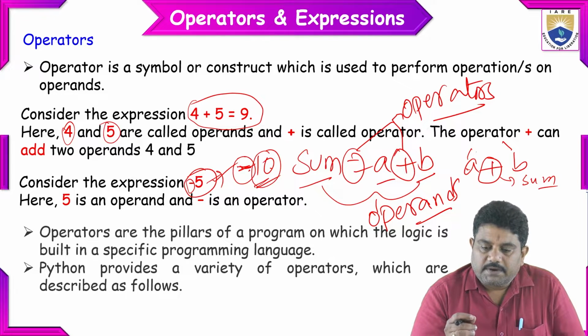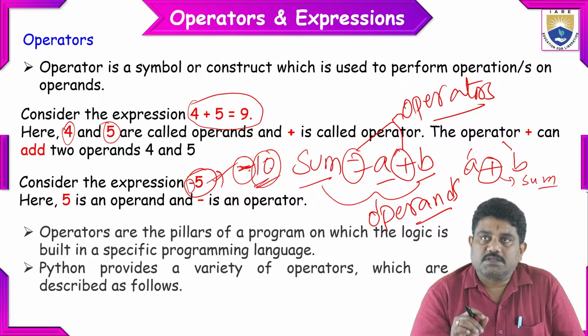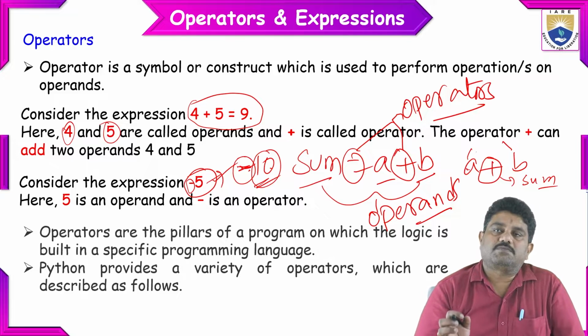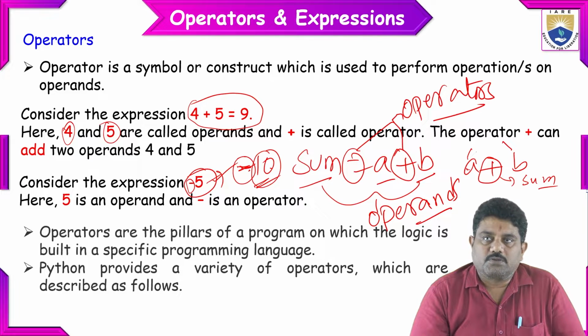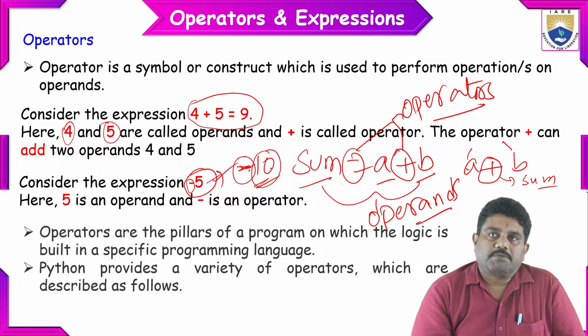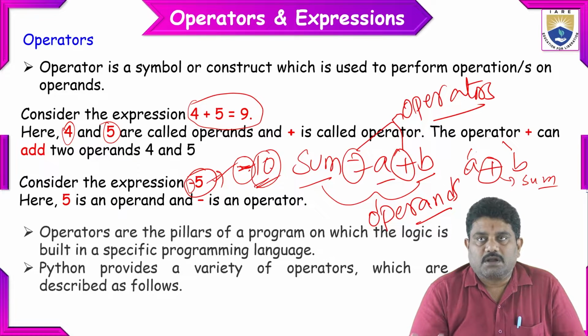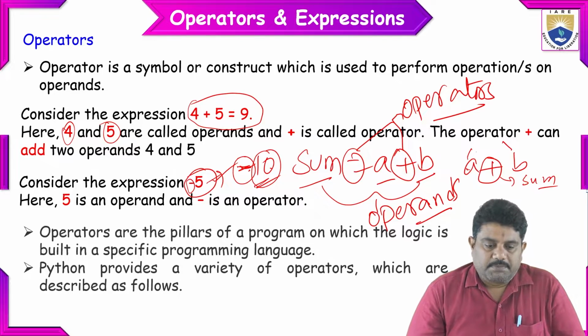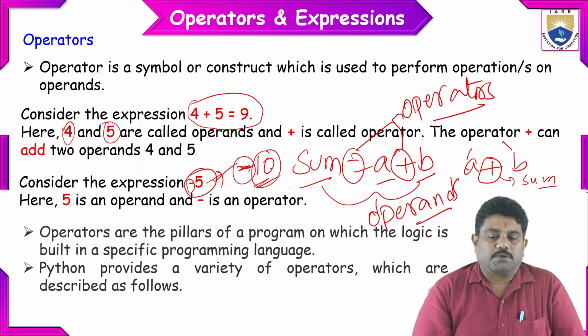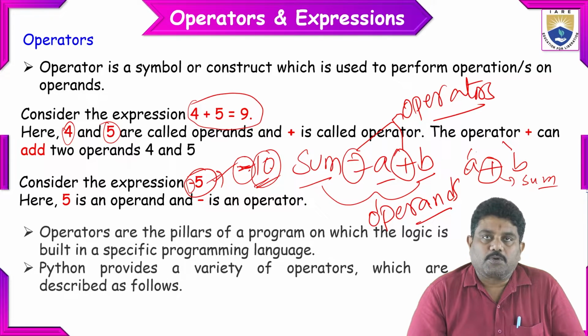While writing the logic of the program, we need these operators, because logic must be written by using expressions. In those expressions, we need operators. By using operators only, we can write the logic. That is the importance of operators in a programming language. Without operators, there is no logic. Without operators, we cannot implement the logic. Because of that, we need to understand operators and expressions in any programming language. Operators are the pillars of the program on which the logic is built in a specific programming language.